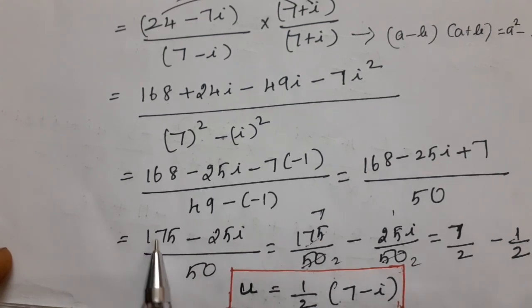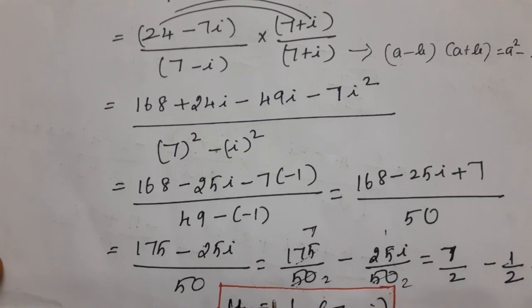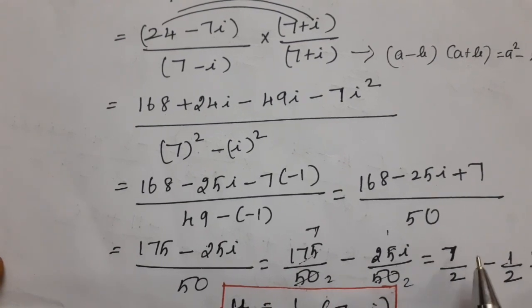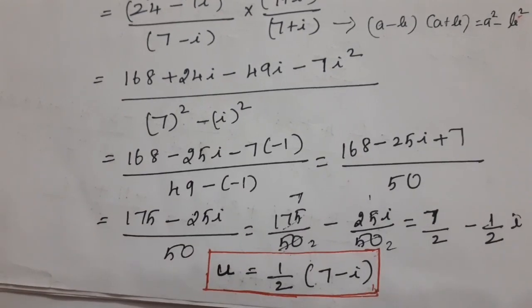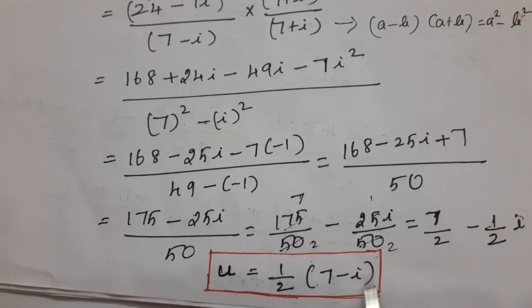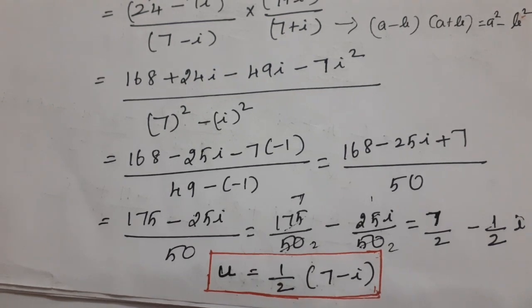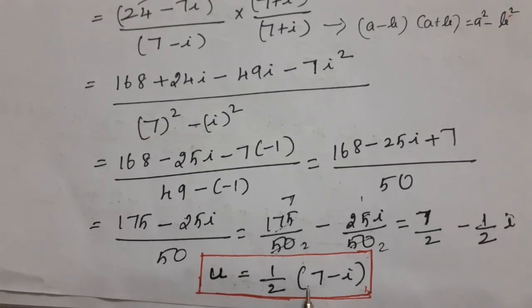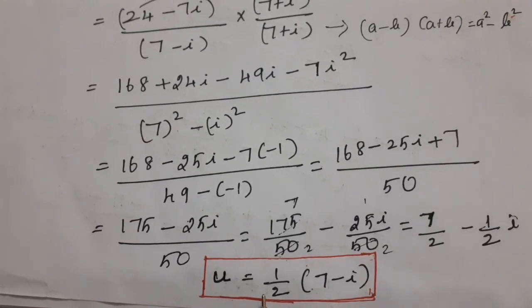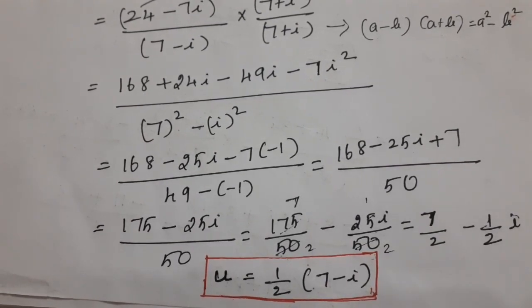We divide 175 by 50 and 25 by 50, because we write u in the rectangular form. So after the simplification we get 7 by 2 minus 1 by 2 into i. Therefore u equal to, taking 1 by 2 common, 7 minus i. Therefore we write in the rectangular form a plus ib: u equal to 1 by 2 into 7 minus i.